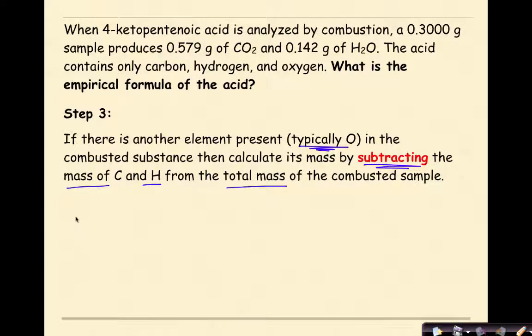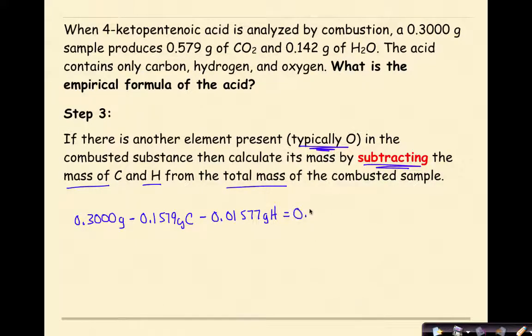So I'm going to say, all right, our given is 0.3000 grams of our original sample. We know from previous data that we calculated, we have 0.1579 grams of carbon. We did that in step 1. Then we're going to subtract out our mass of hydrogen, and that is 0.01577 grams of hydrogen. So from our original sample, subtract out the carbon, subtract out the hydrogen, and what is left over is our mass of oxygen.